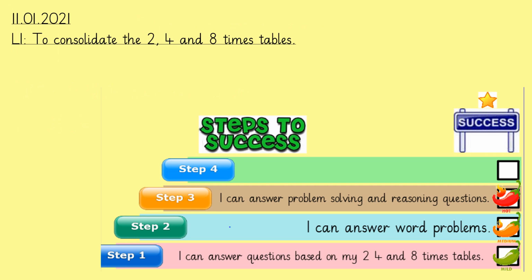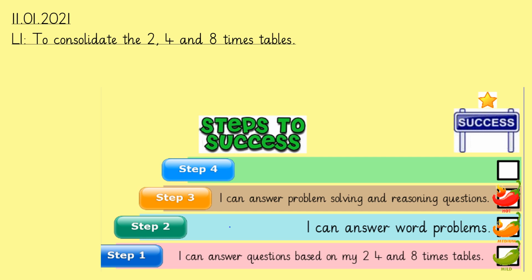So today, our lesson, our LI, and you can write this down if you want to, is to consolidate the 2, 4, and 8 times tables. So we have done these before. You pretty much all know your 2s and your 4s, and the 8s are a little bit more tricky. But this is consolidate, that means recap, that means go over it again.